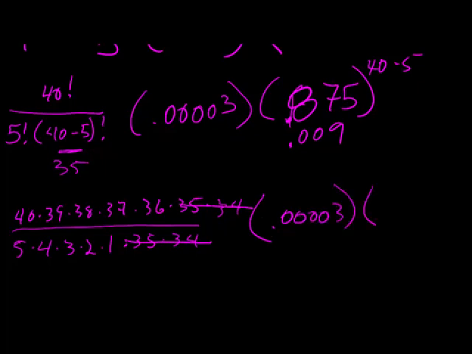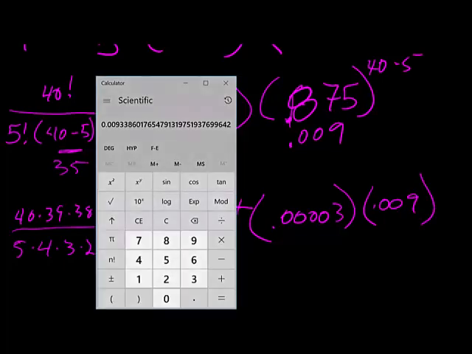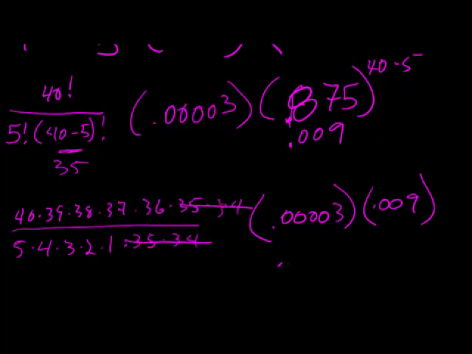0.00003 times 0.009. We can go ahead and multiply those together, right? 0.00003 times 0.009 equals 0.0000. Oh man, 1, 2, 3, 4, 5, 6, 7. 0.0000027. Wow.